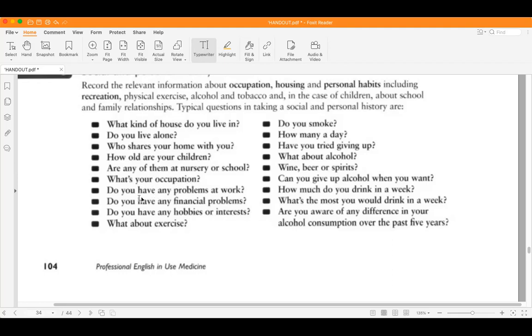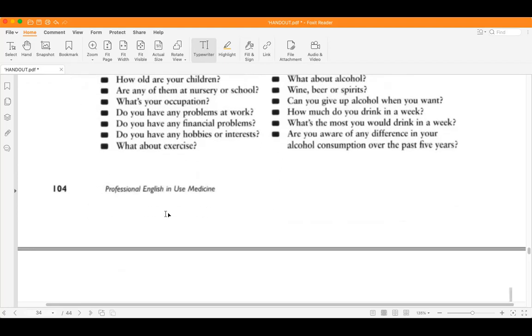What's your occupation? Do you have any problem at work? Do you have any financial problems, in order to know if this person suffers from any pressure? Do you have any hobbies or interests? What about exercise? The doctor can ask about this information.